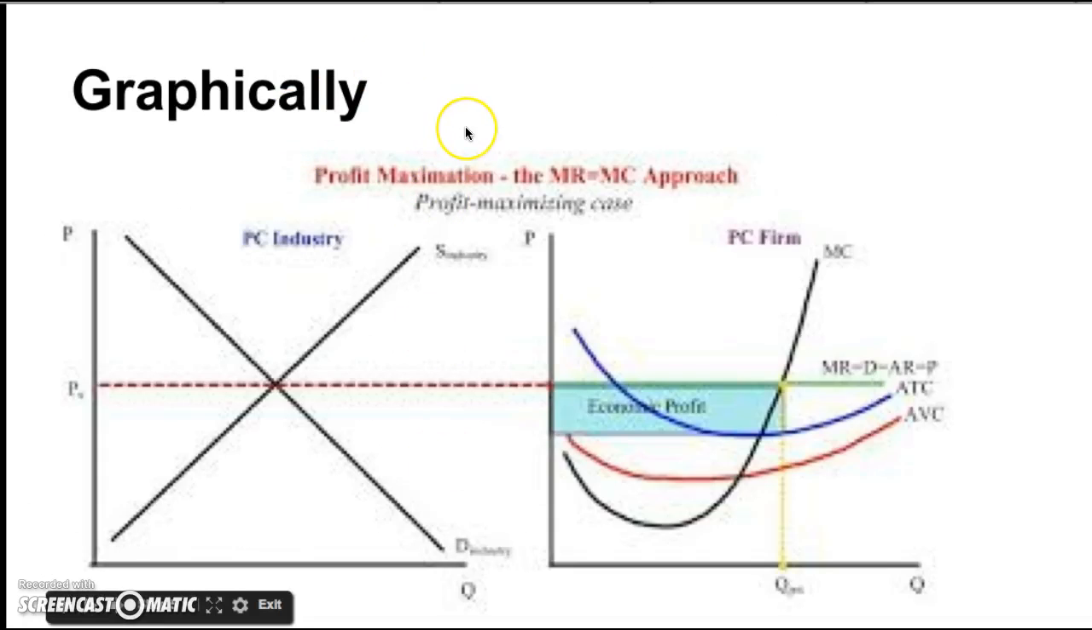Now let's look at this graphically on a perfectly competitive graph. To find economic profit, first you have to have your average total costs be below price. So as you see, it's right here. So the economic profit is this box right here. Now, if the firm was earning normal profit, the average total cost would be touching the price line. Accounting profit isn't taken into consideration graphically on a perfectly competitive graph.